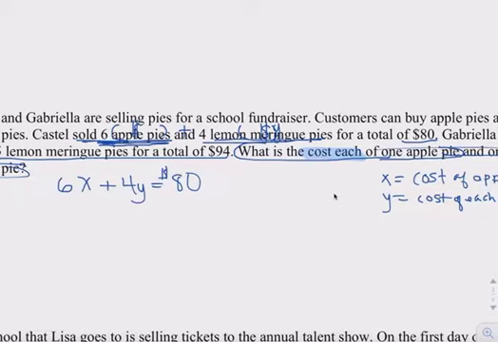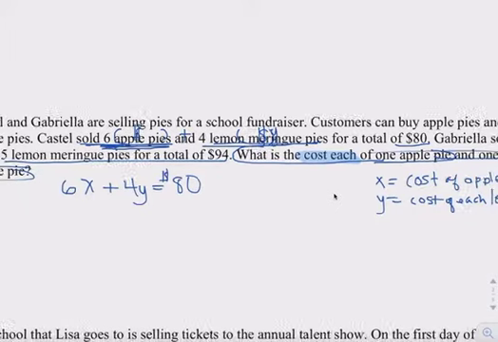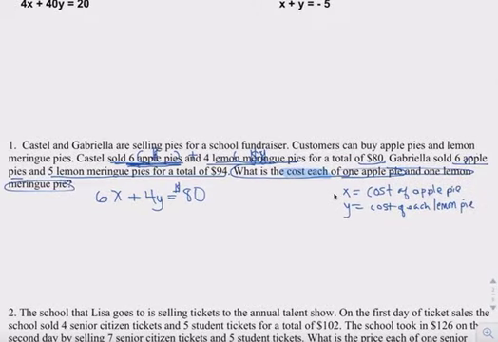Now Gabriella sold 6 apple pies, 6x, 6 times the cost of each one, plus 5 lemon meringue pies, 5 times the cost of the lemon meringue pie, equals $94.